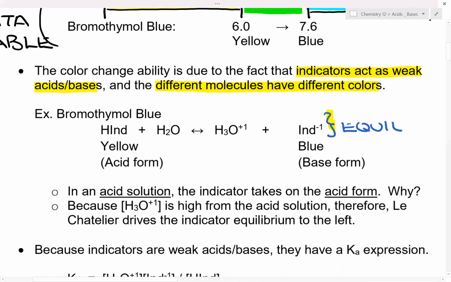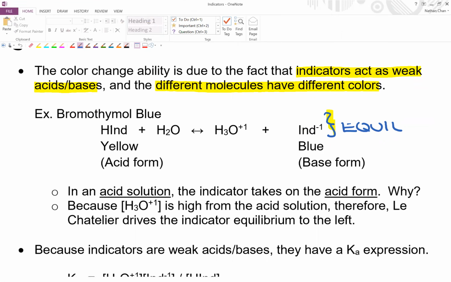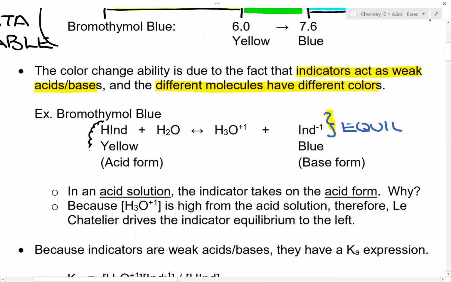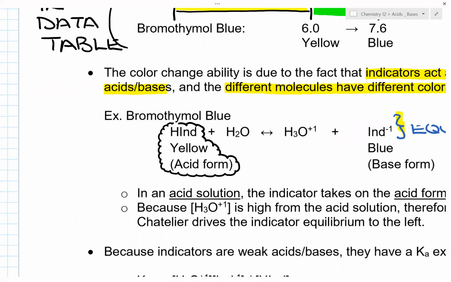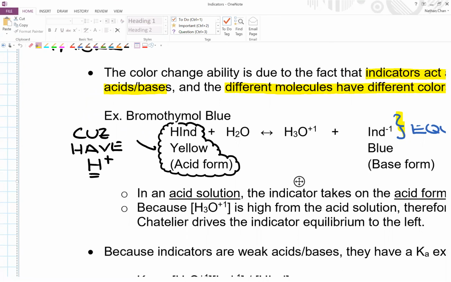Now, we have this HIND. HIND is just the generic form of an indicator in the acid form. Why do we call it the acid form? Because it has H plus. Okay, so you notice here that there is a hydrogen.